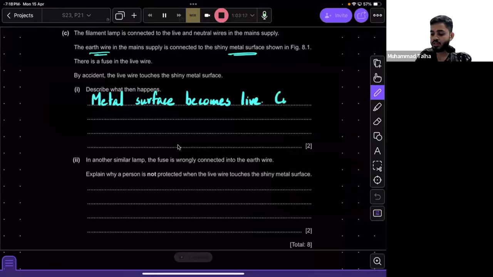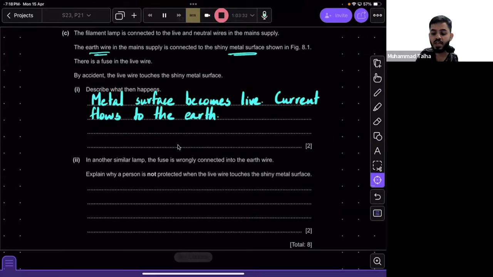So current flows to the earth. But since there is now going to be a lot of current flowing because of the live wire touching the shiny metal surface, the fuse in the live wire will blow, right? So the fuse blows, breaking the circuit.